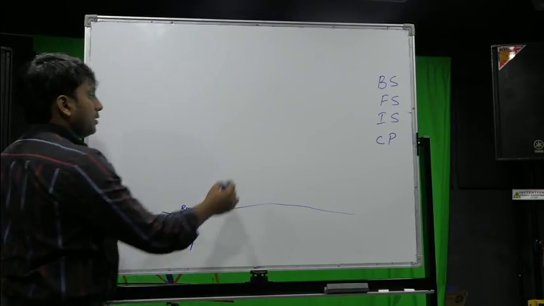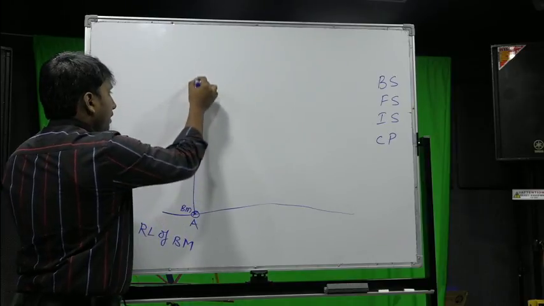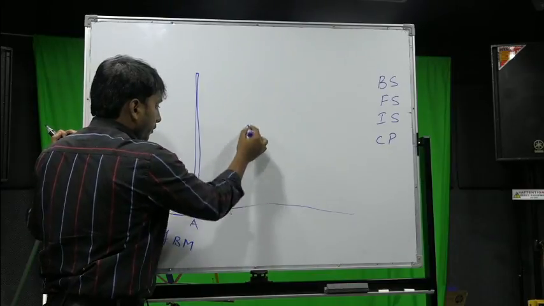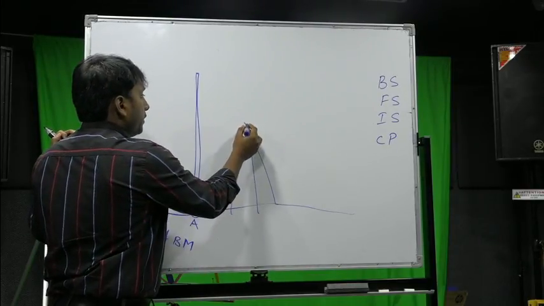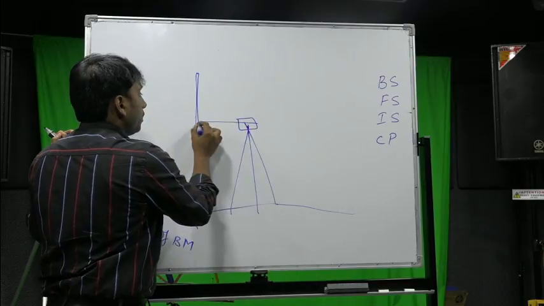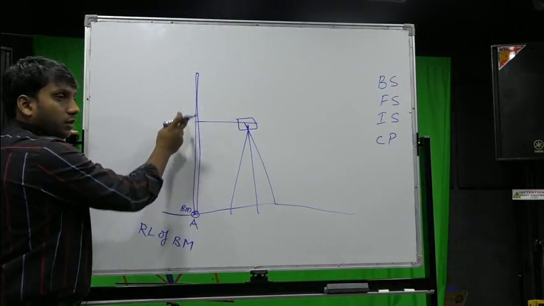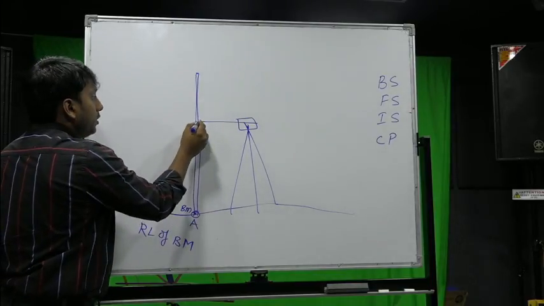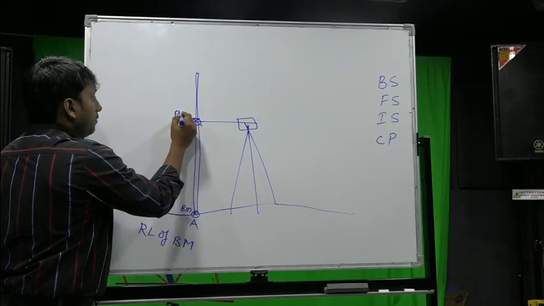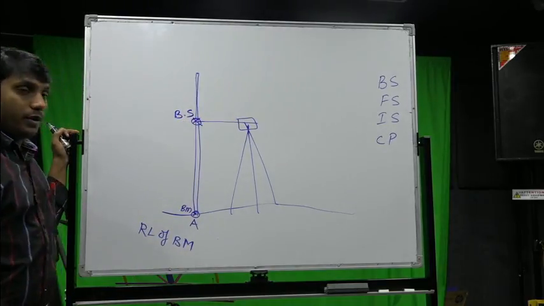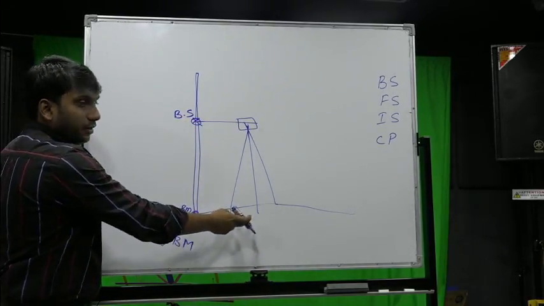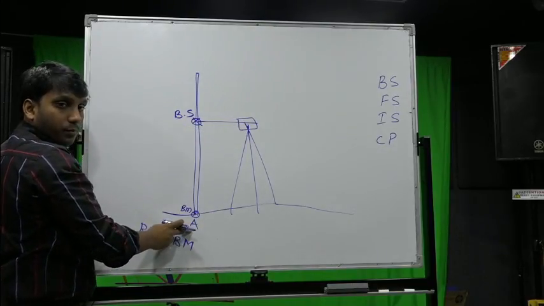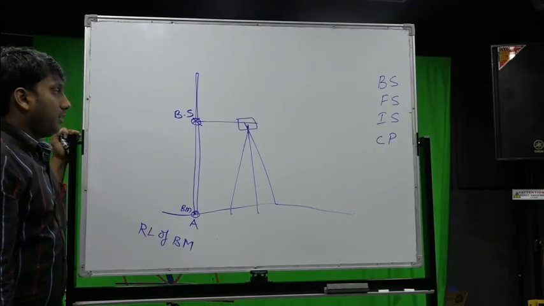Here the concept is that you can put a staff here, and set your instrument here. First you have to take the reading on the benchmark. The first reading is generally taken on the benchmark. The reading taken on the benchmark, or the known elevation, is defined as backside. You should remember this very important point: when you set up an instrument, the first reading you take on the known point is known as backside.